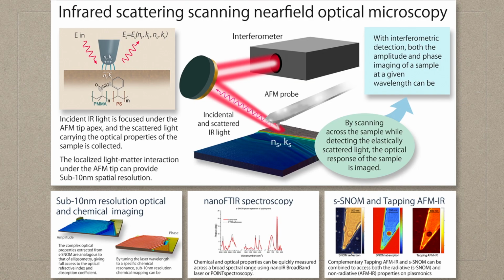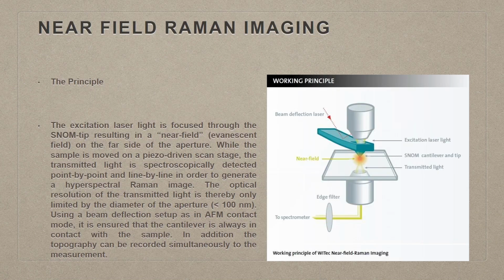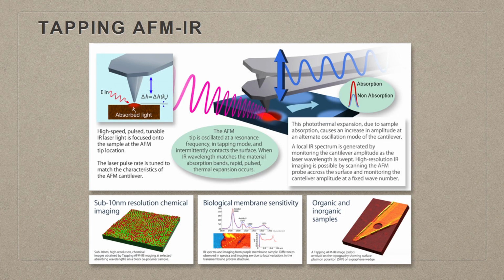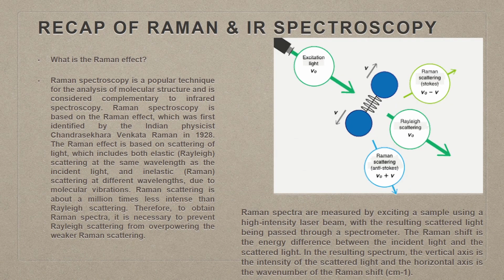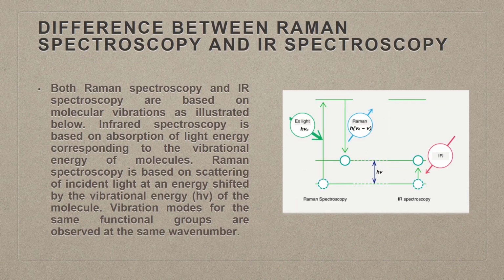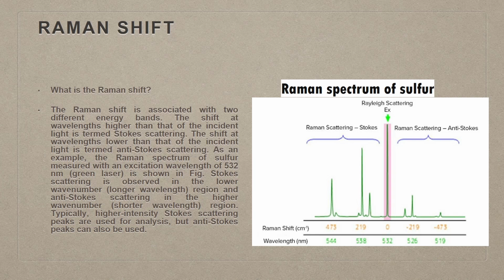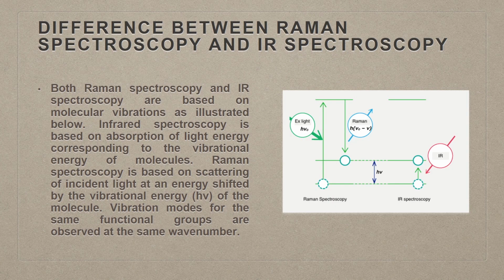Then we talked about infrared scattering scanning near-field optical microscopy. Then we talked about near-field Raman imaging, then tapping AFM-IR. Then we talked about Raman and IR spectroscopy, a bit of recap, and then the Raman shift and the difference between Raman spectroscopy and IR spectroscopy.